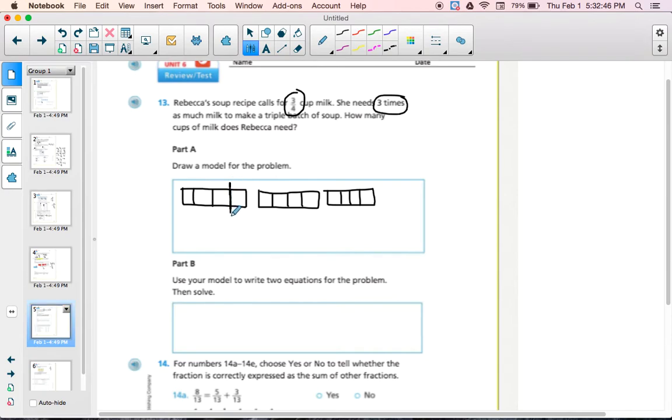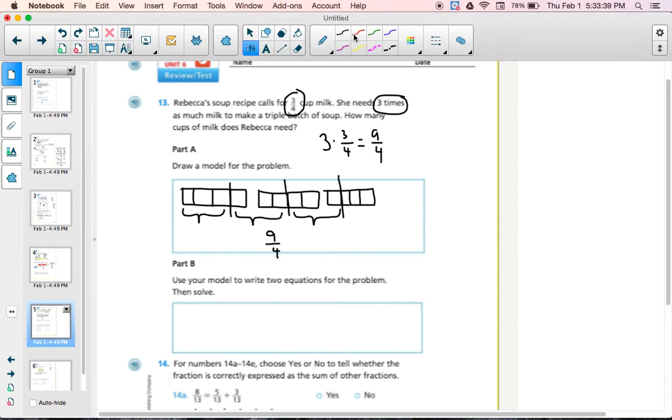Here's 3/4. That represents 3/4. 1, 2, 3/4. And 1, 2, 3/4. Okay, those are all 3/4. She just needs 3 of the 3/4, which would be 3 times 3/4. So here's 1 3/4, here's another 3/4, and here's another 3/4. That's a total of 1, 2, 3, 4, 5, 6, 7, 8, 9, 9/4, which we would have gotten up here as well. 3 times 3/4 is 9/4.